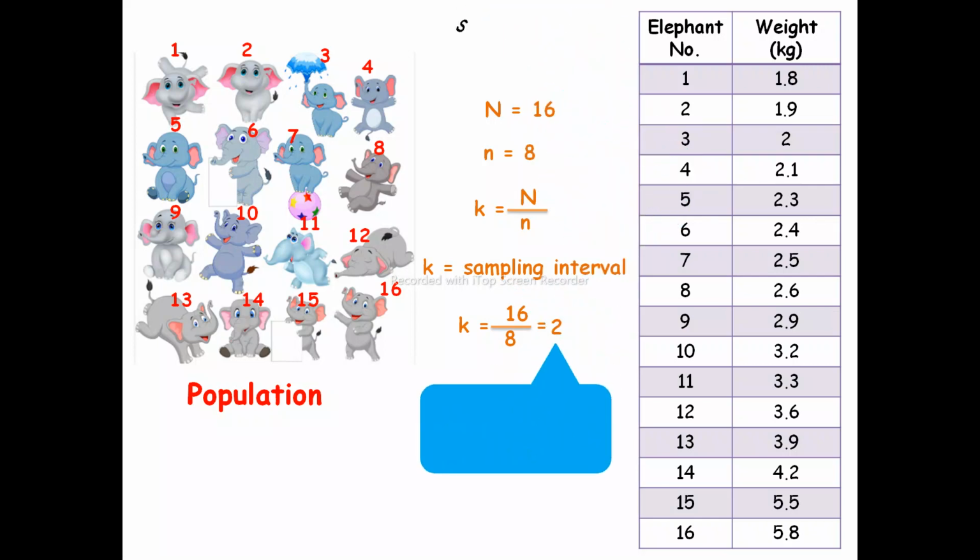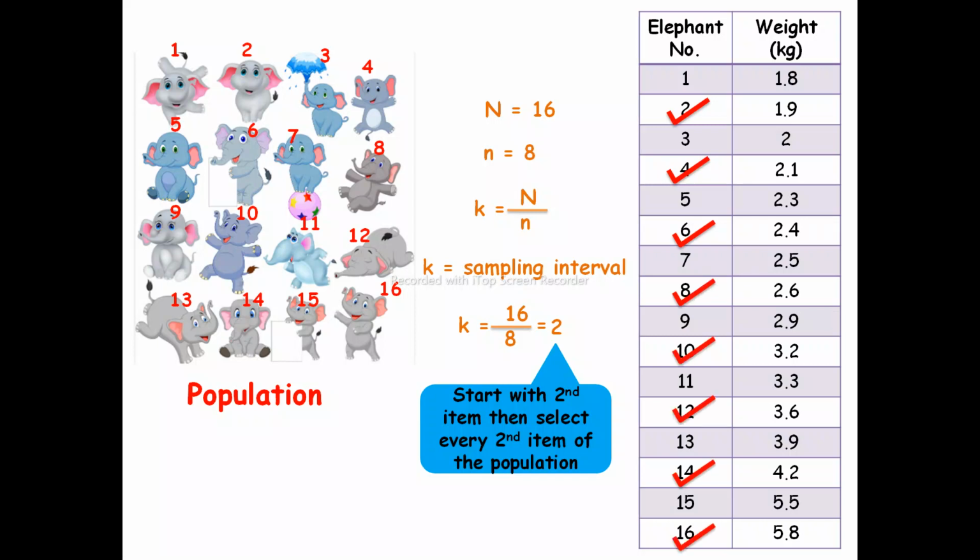So what does it mean? It means that we need to start with the second item of the series and then select every second item of the population series. Like here in this column you can see the second item is this one. The kth item, which we call the second item, and then we need to go on selecting every second item of this series of population. By this you will get 8 samples out of 16. So this is the way we will perform systematic sampling.